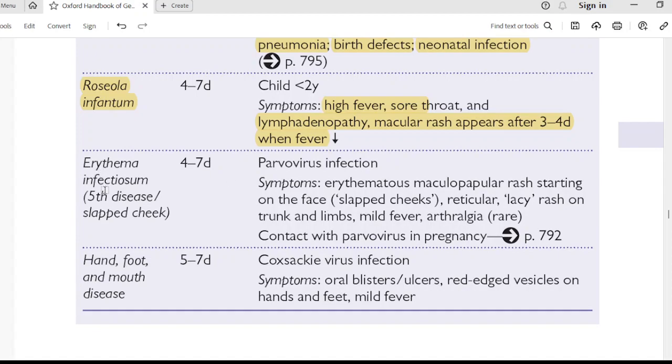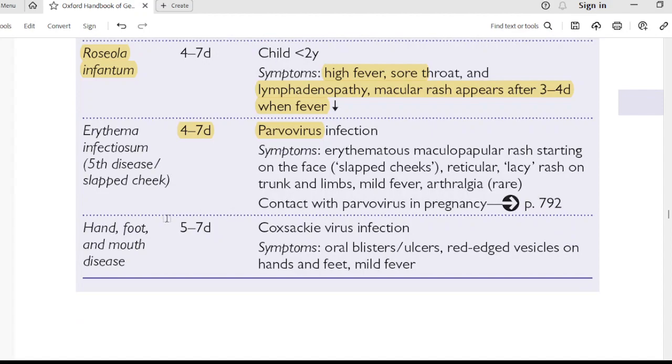Erythema infectiosum or fifth disease or slapped cheek disease, caused by parvovirus infection. Symptoms: again this lasts for 4 to 7 days. Erythematous maculopapular rash starting on the face, slapped cheeks, reticular lacy rash on the trunk and limbs, and mild fever and arthralgia which is rare. Contact with parvovirus in pregnancy can lead to non-immune hydrops.